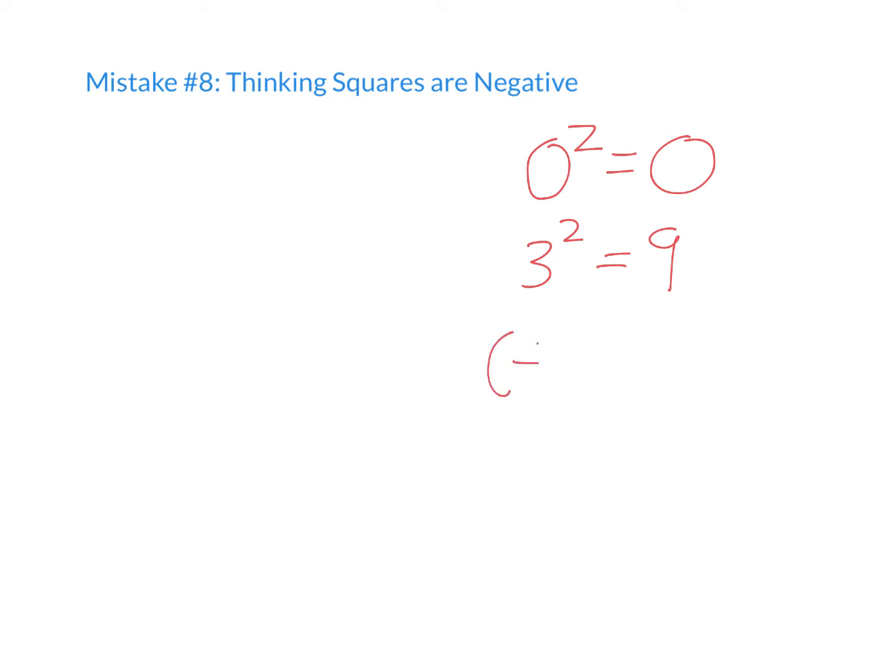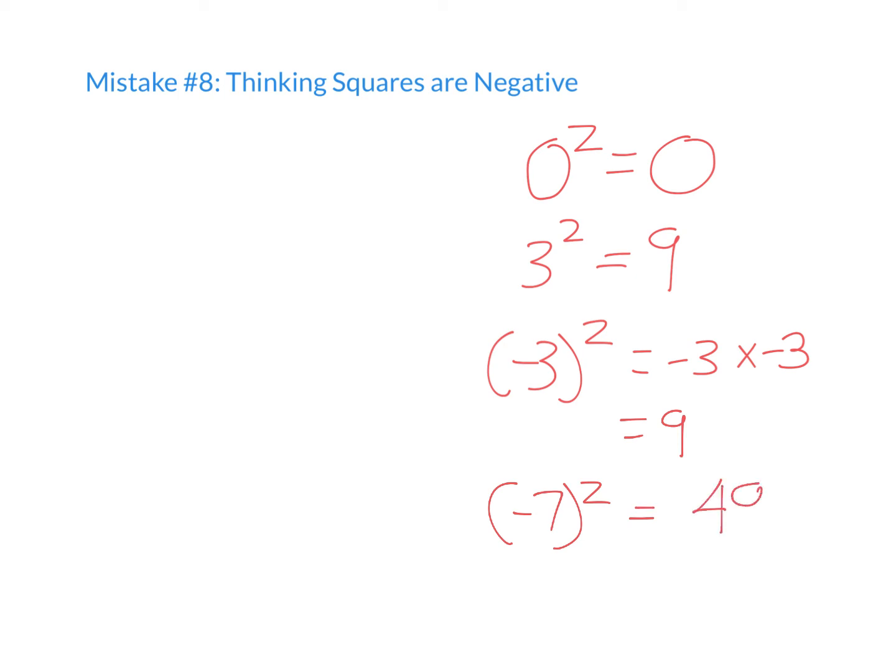But if you square negative 3, people think the answer must be negative 9. It's not, because squared means multiply by itself. It means multiply negative 3 by itself. And as we know, 2 negatives multiply to give a positive. So if you square something like negative 7 squared is going to give a positive answer.